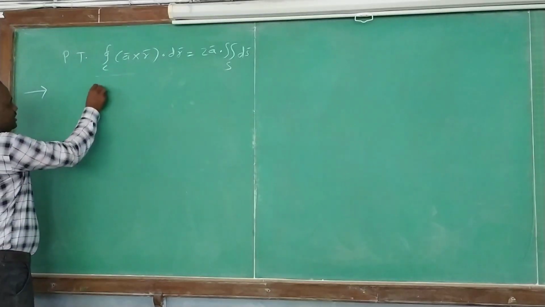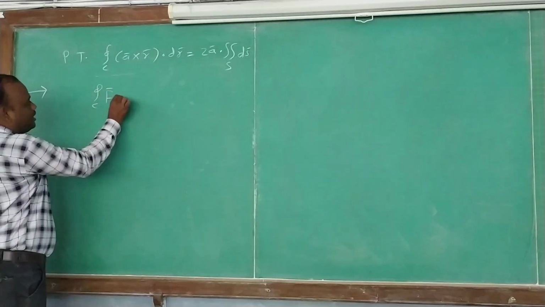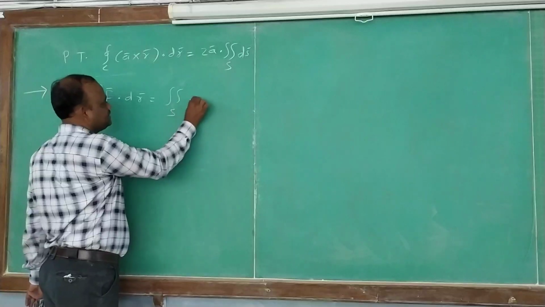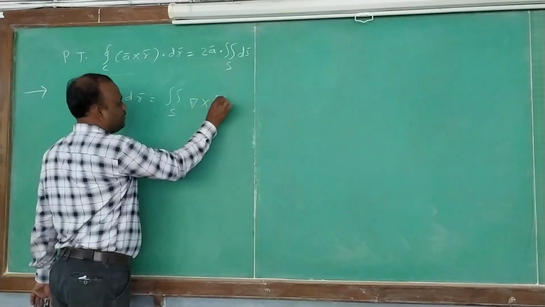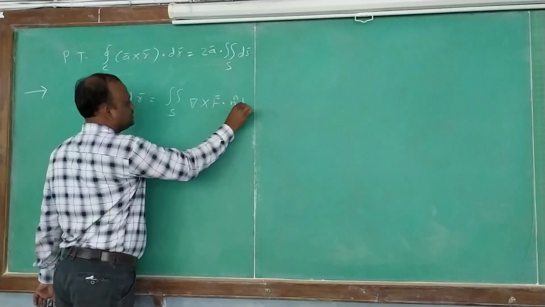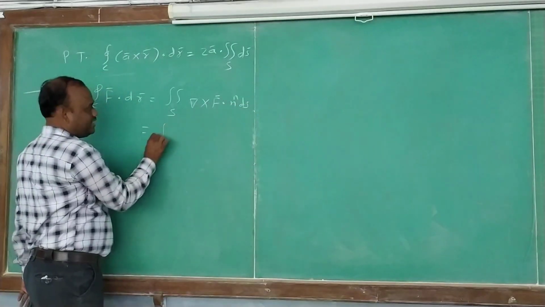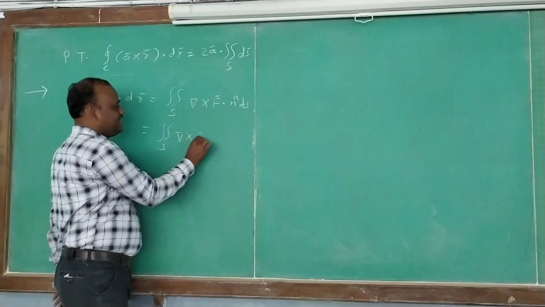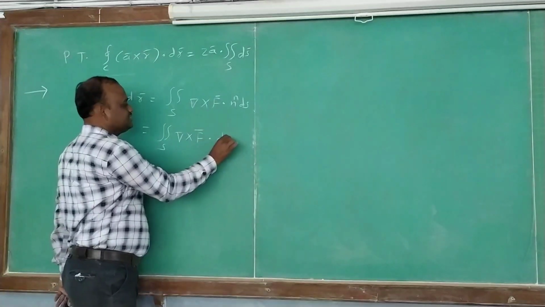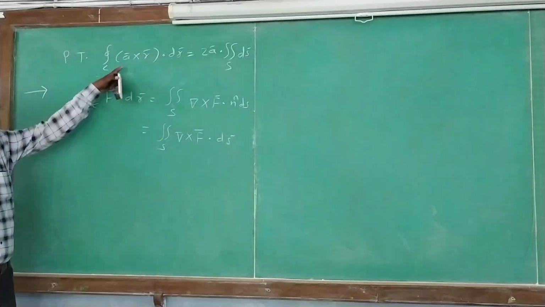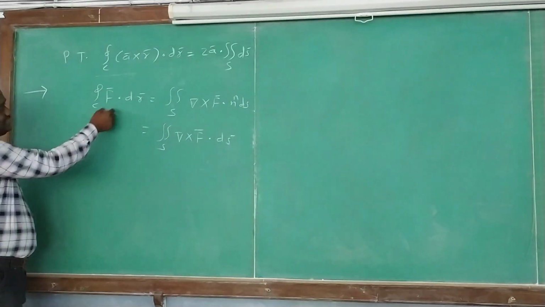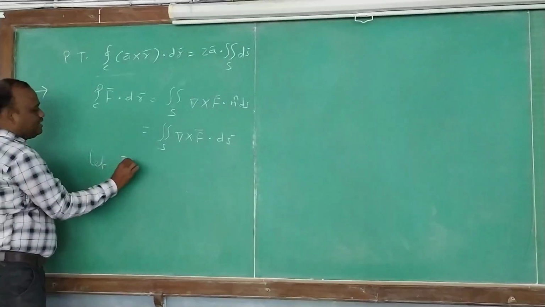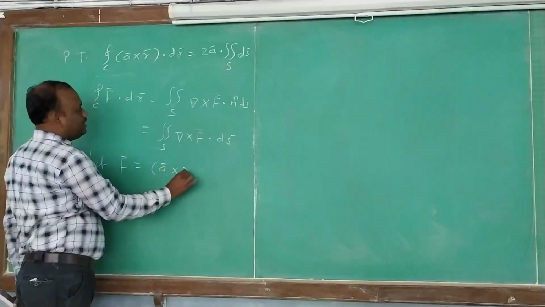We know Stokes theorem: closed integral over C of f bar dot dr bar is equal to double integral over the surface S of del cross f bar dot n cap into ds. This we can also write as double integral over S of del cross f bar dot ds bar. Now compare this with the given problem. If we compare LHS with LHS, f bar dot dr bar, from this we can write f bar is equal to a bar cross r bar.